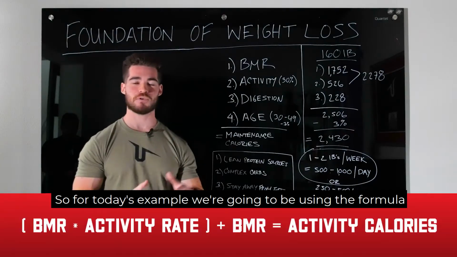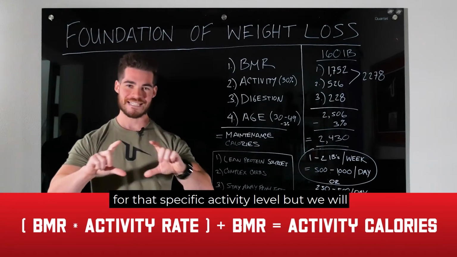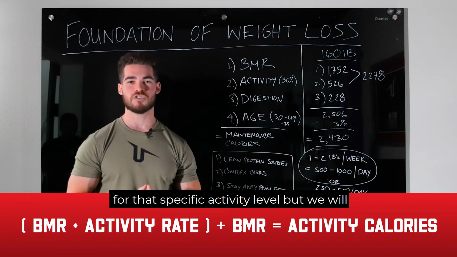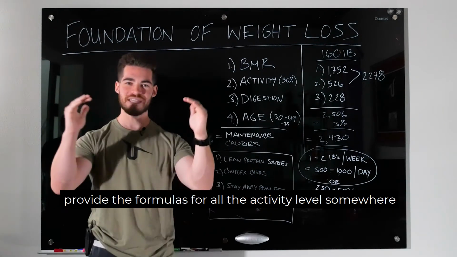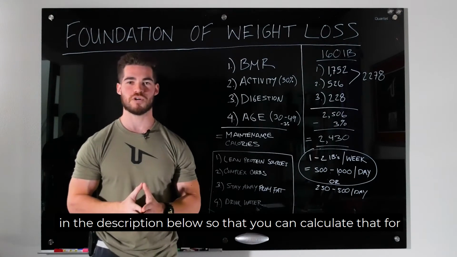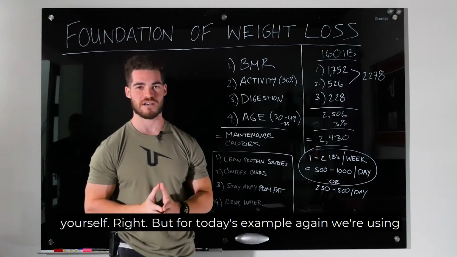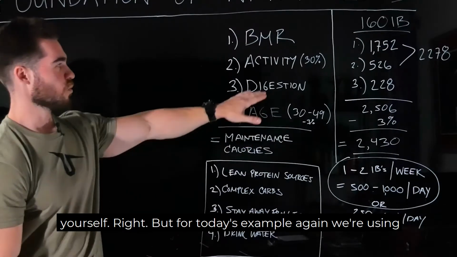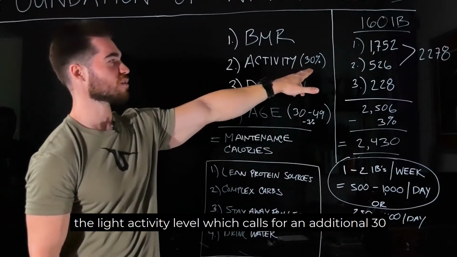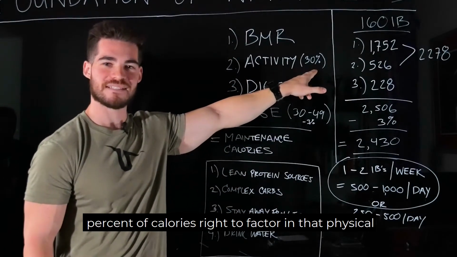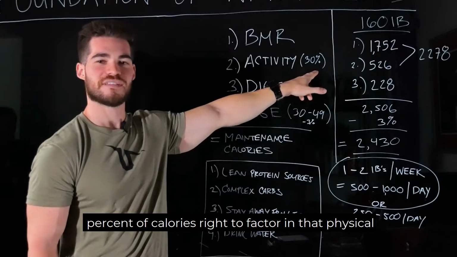So for today's example, we're going to be using the formula for that specific activity level, but we will provide the formulas for all the activity levels somewhere in the description below so that you can calculate that for yourself, right? But for today's example, again, we're using the light activity level, which calls for an additional 30% of calories, right, to factor in that physical activity.